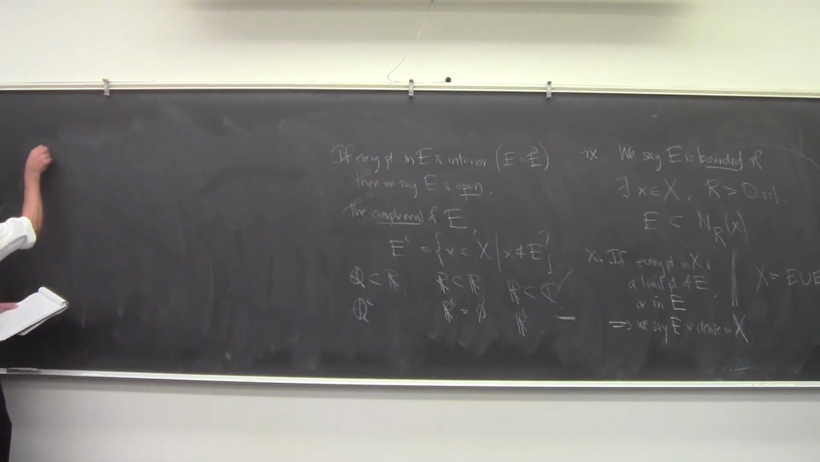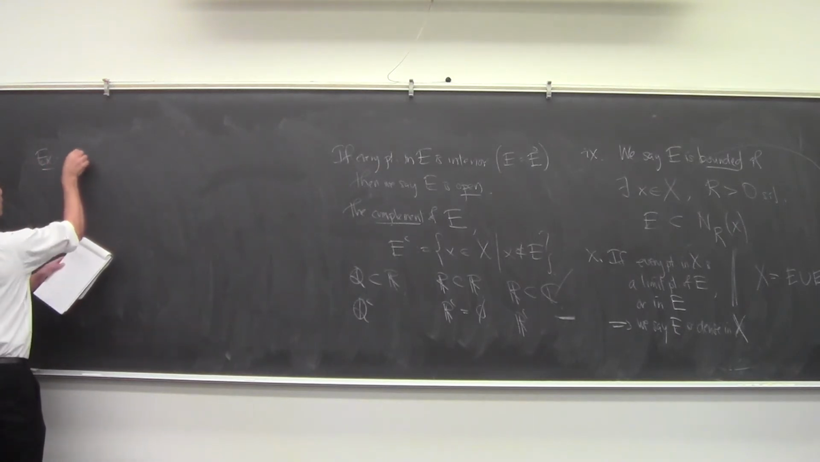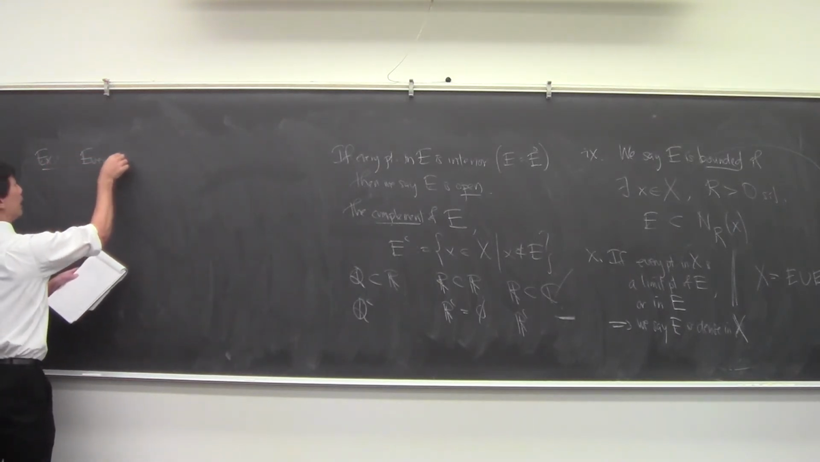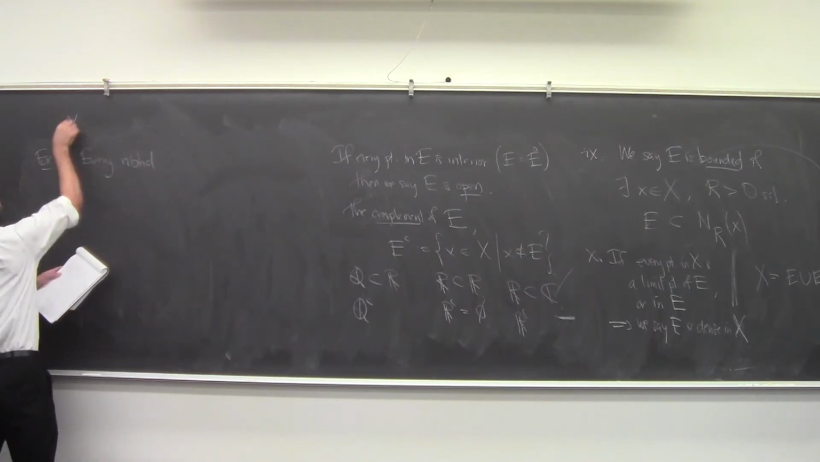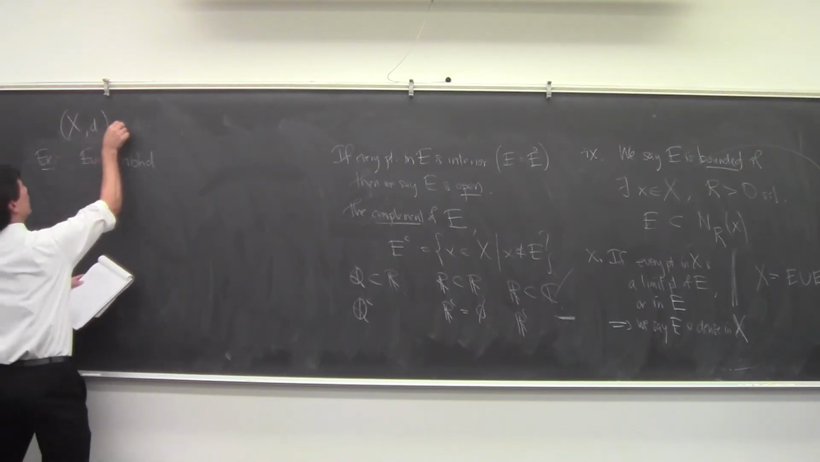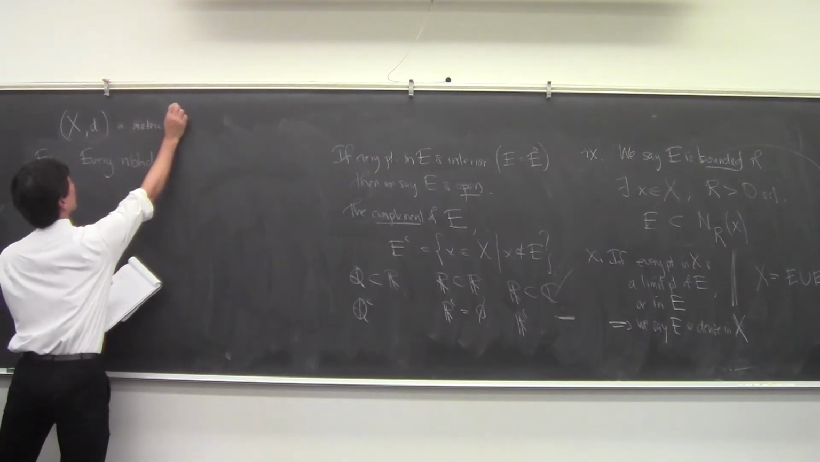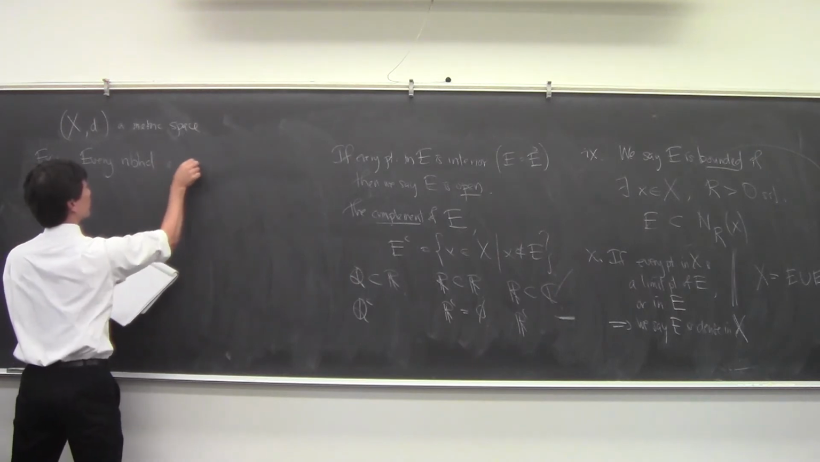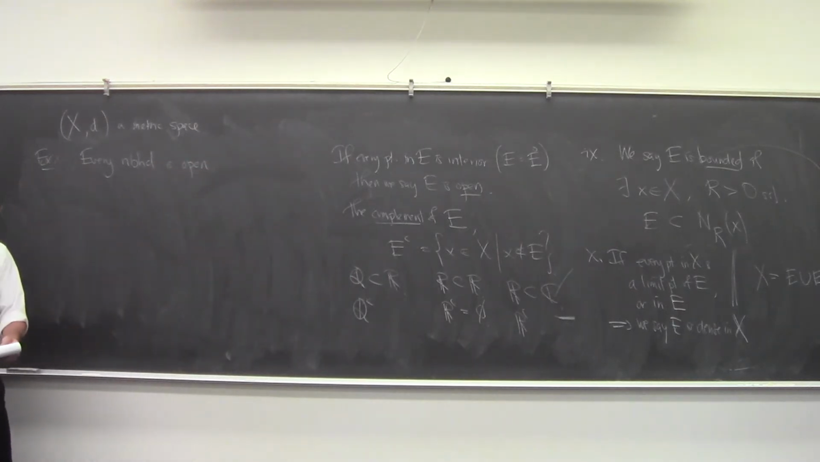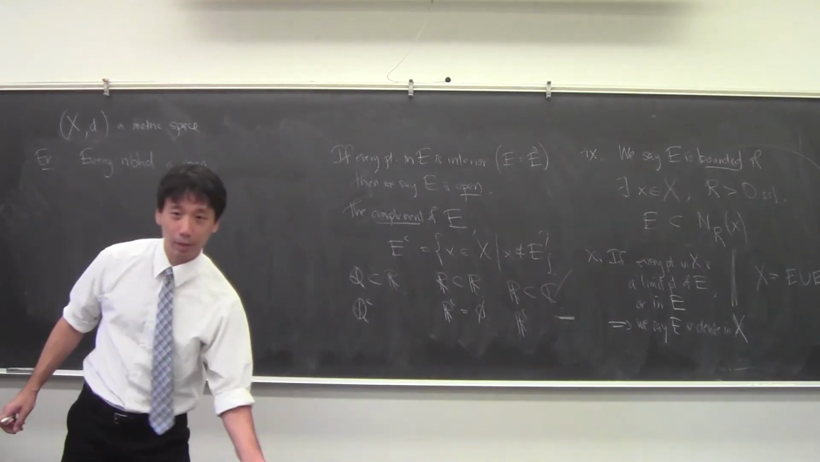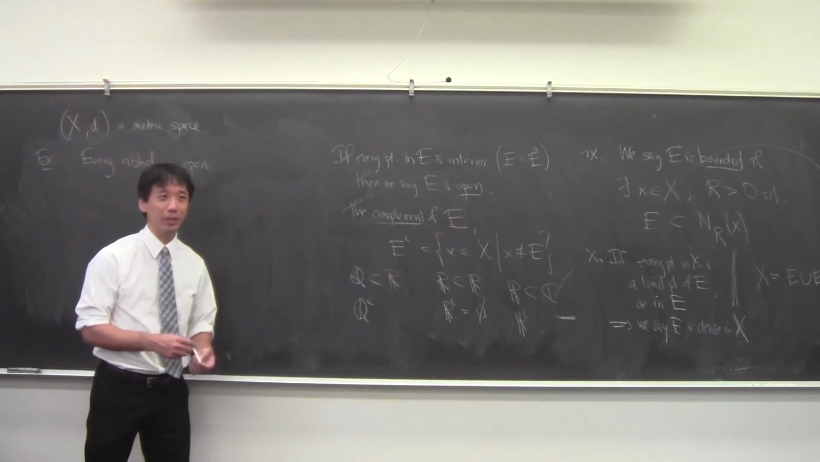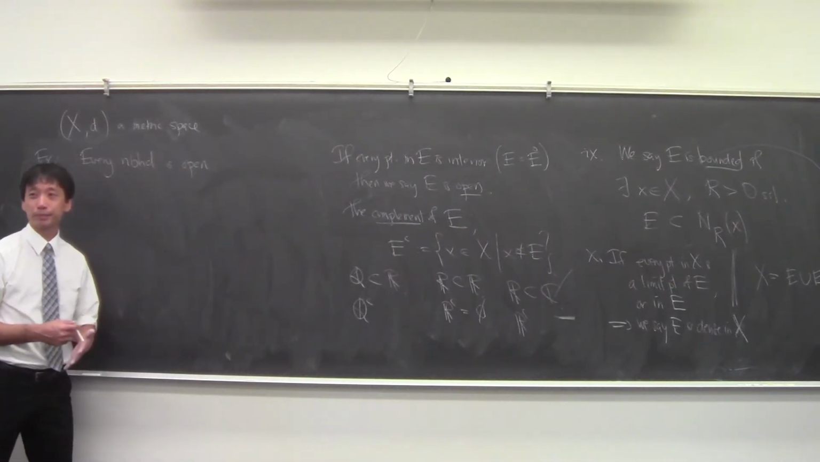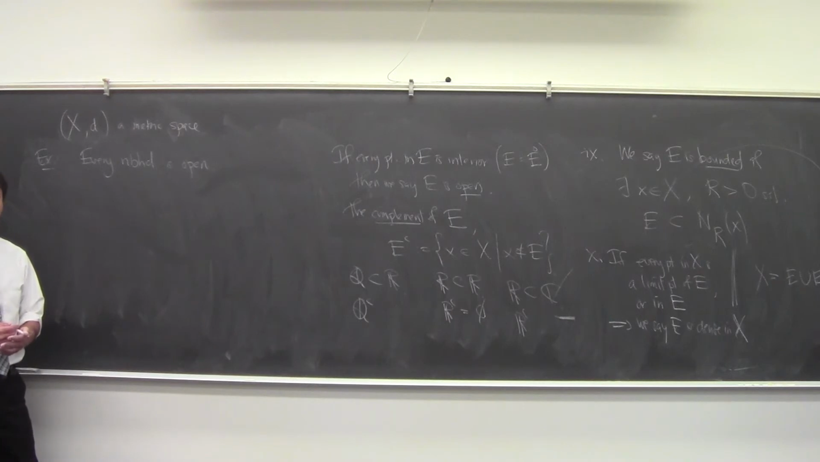Actually, let me have you do an exercise. I'd like you to take a minute or two and show that every neighborhood, so you have some metric space, show that every neighborhood is open. Every neighborhood is an open set. Just to solidify some definitions and get you used to thinking about metrics.